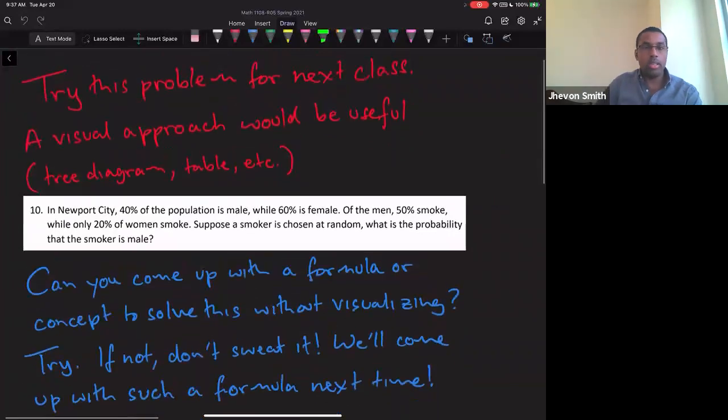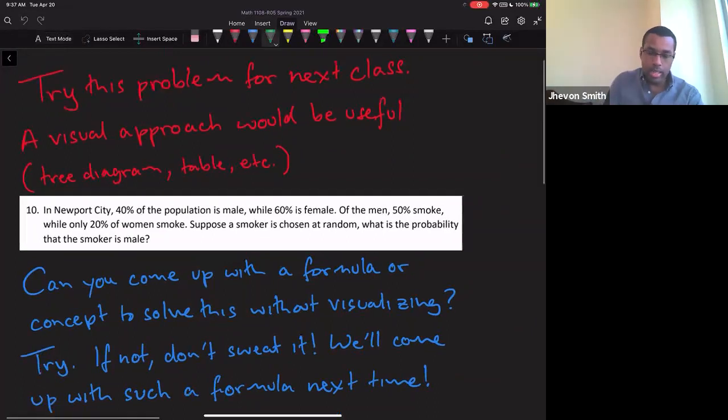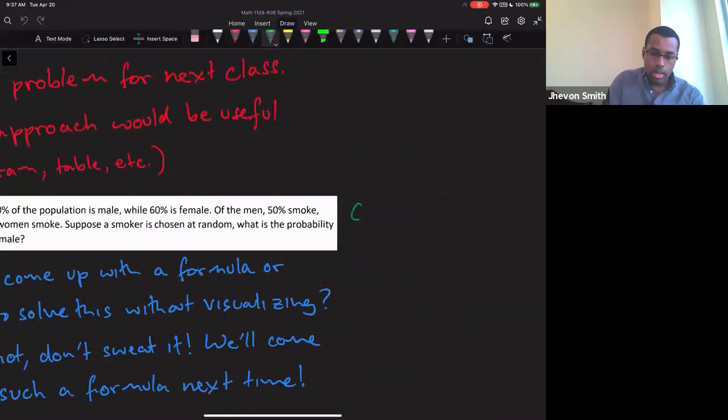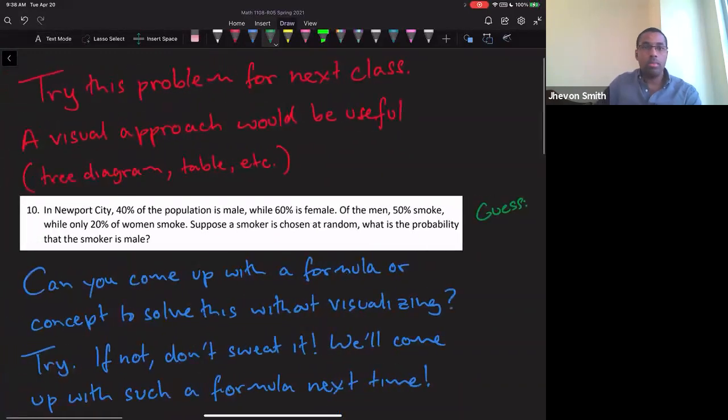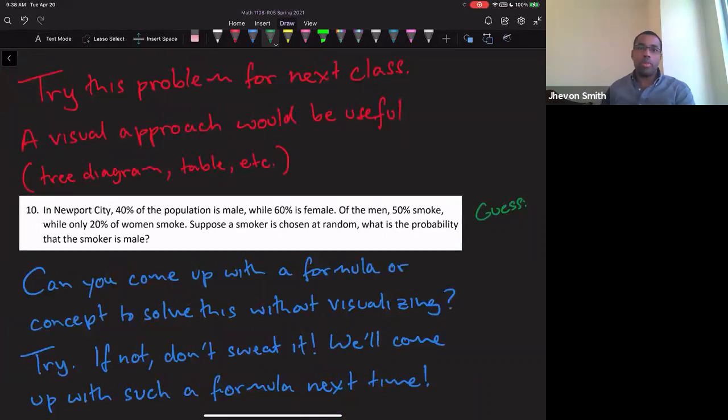So here is that example. Did you guys try it? What do you think the answer is? In Newport City, 40% of the population is male, 60% is female. Of the men, 50% smoke, while only 20% of women smoke. Suppose a smoker is chosen at random. What is the probability that the smoker is male? What did you guys guess?